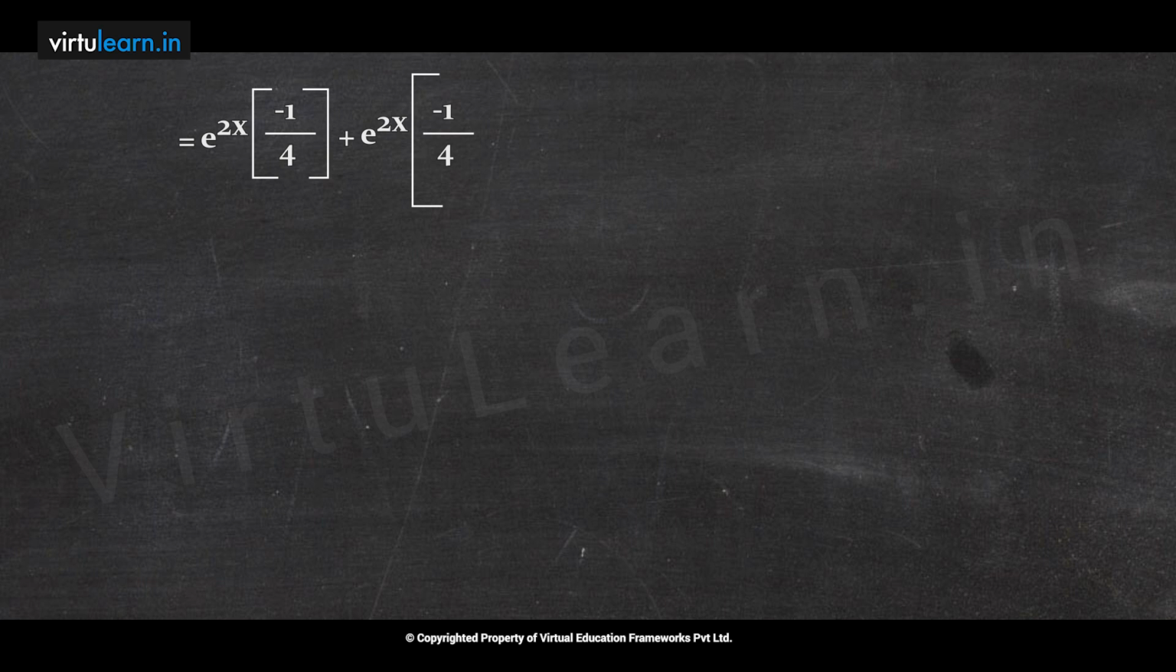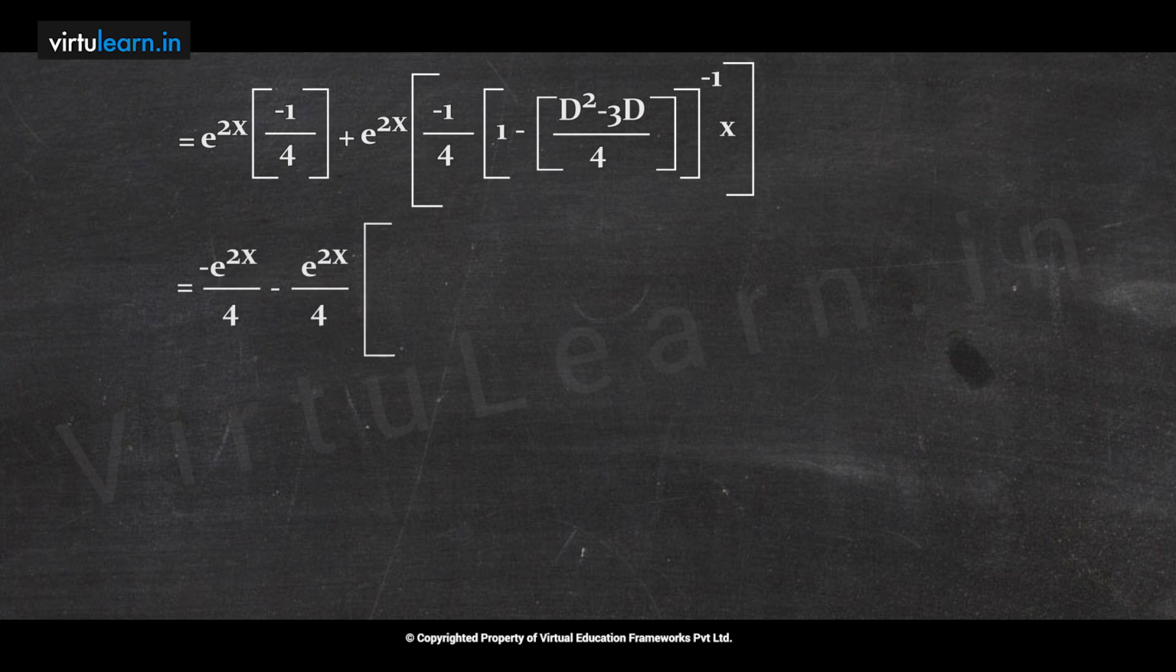For the second part, if x appears, you have to convert it in the form of (1 plus x) whole inverse or (1 minus x) whole inverse. Then 1 by D square minus 3D minus 4: from this I am taking minus 4 common, giving minus 1 by 4 into (1 minus (D square minus 3D) by 4) whole inverse into x. So minus e power 2x by 4 into (1 minus x) whole inverse, which means 1 plus x square.